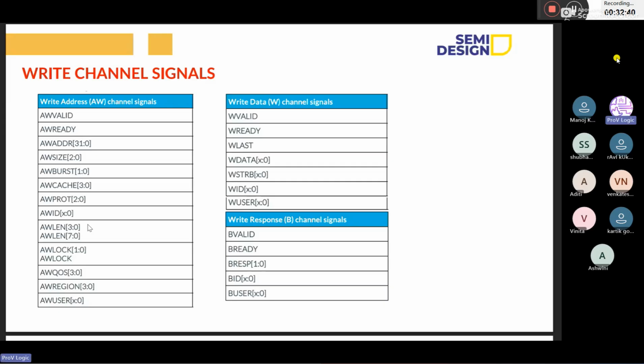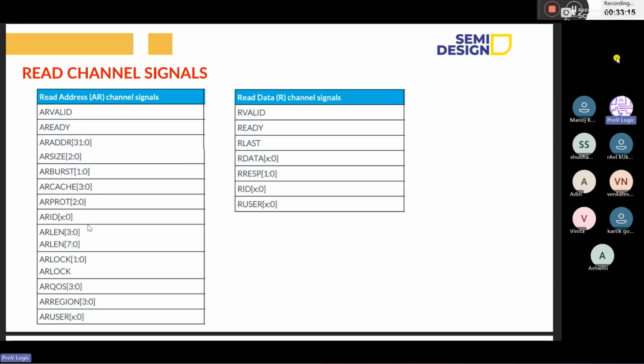Next, ID. ID, you already know, just indicates an ID number for each transaction. Next, one signal is reserved for the user. If anything important is needed, then the user signal will be used. Like that, the write response B channel will indicate with B valid, B ready, B response, B ID, B user. Okay, same.